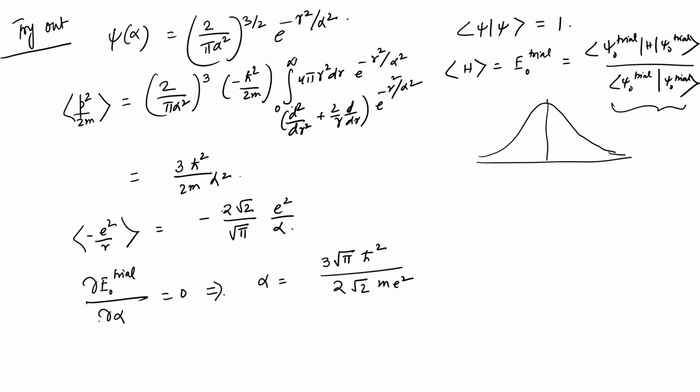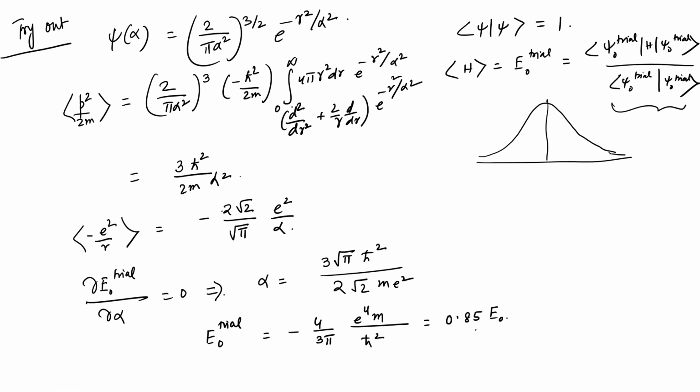Now, I leave it for you to do this algebra, but this is what you get for alpha, that is the variational parameter. And this variational parameter interestingly gives the estimate for the ground state energy to be equal to minus 4 over 3 pi, e to the power 4 m over h cross square, and this really is 0.85 times E 0. So, E 0 is minus 13.6.